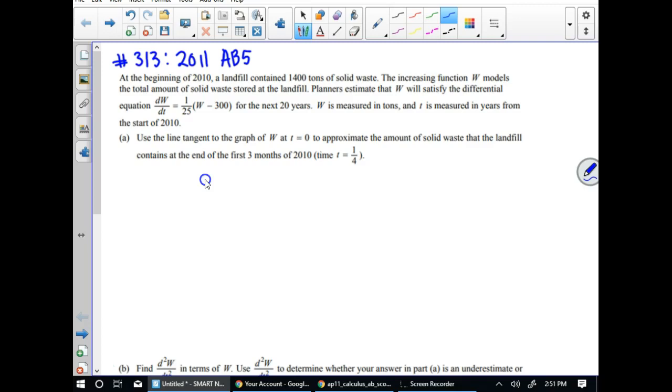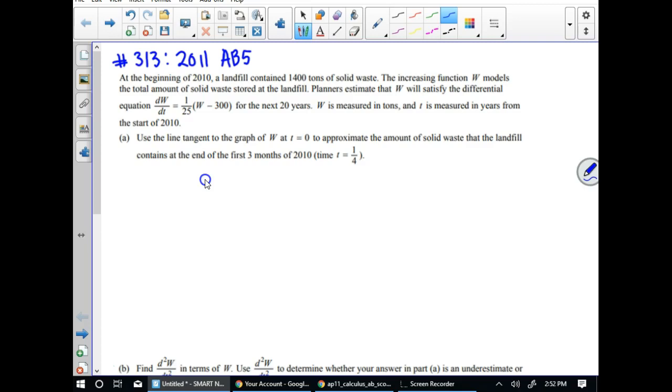The increasing function W models the total amount of solid waste stored at the landfill. Planners estimate that W will satisfy the differential equation dW/dt equals 1/25 (W minus 300) for the next 20 years. W is measured in tons and t is measured in years from the start of 2010. The first thing the problem asks us to do is to use the line tangent to the graph of W at t equals 0 to approximate the amount of solid waste that the landfill contains at the end of the first 3 months of 2010.